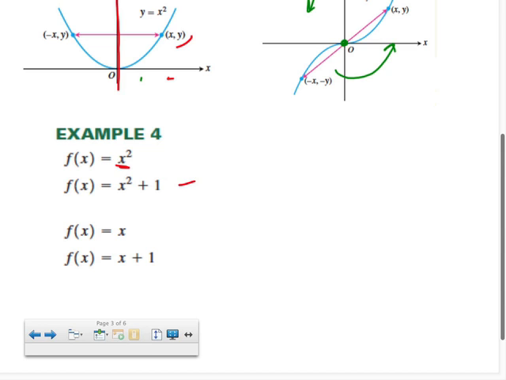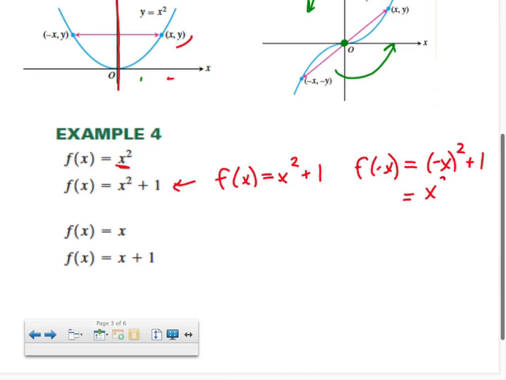What about the second one? Well, if we plug in an x, we're going to get x squared plus 1. If we plug in a negative x, well, we would get negative x squared plus 1. But when you square negative x, you'll get x squared plus 1. So notice we get the same answer for both.